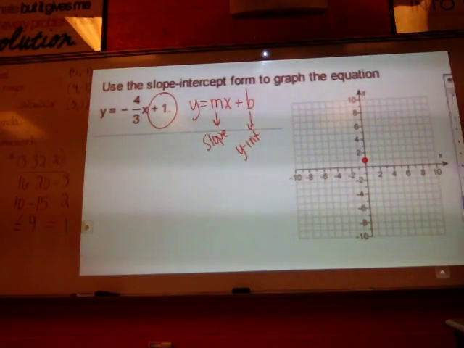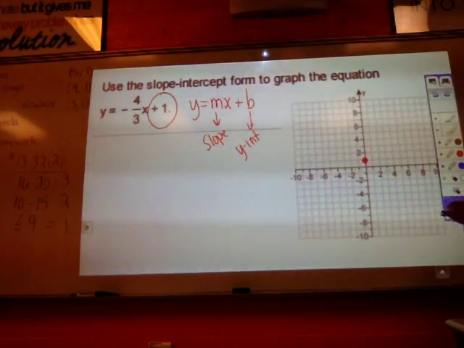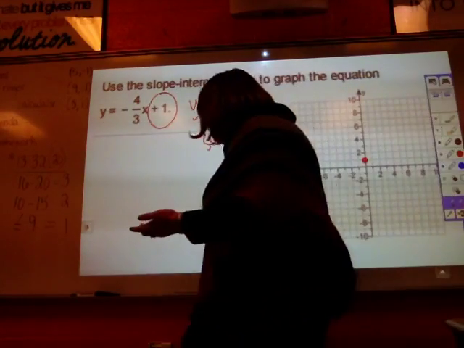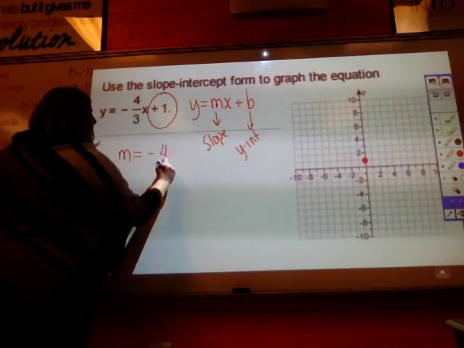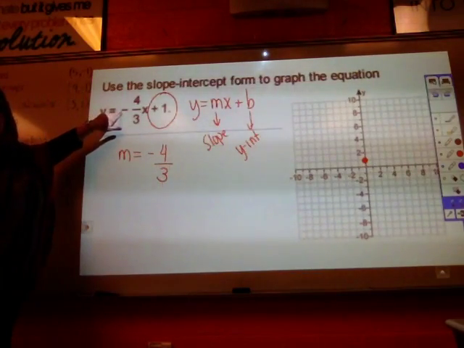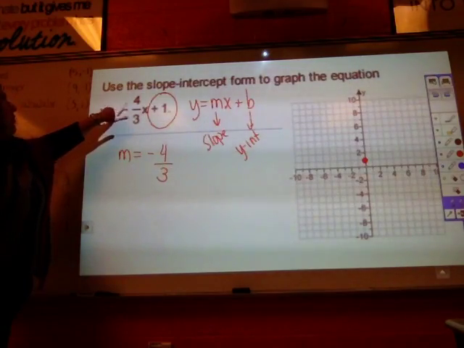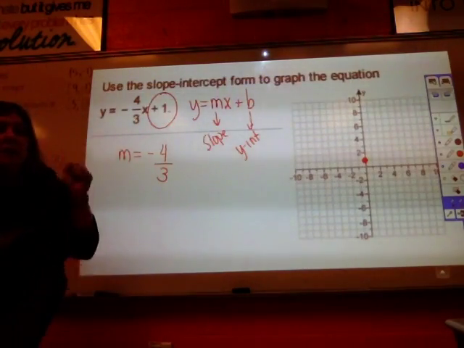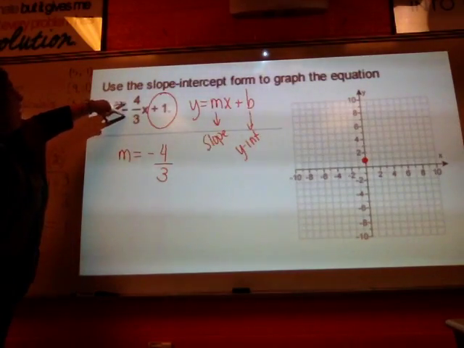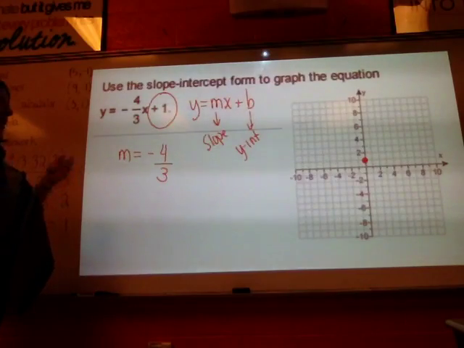Now I have to use my slope to help me determine where to go next on my graph. So my slope is a negative 4 over 3. Now the negative is just kind of hanging out here in the middle, and so it doesn't matter which number I put it with. It doesn't matter if I go to the top or if I go to the bottom, but I cannot go to both, because if I went to both of them, it would make a negative over a negative, and a negative over a negative is a positive.